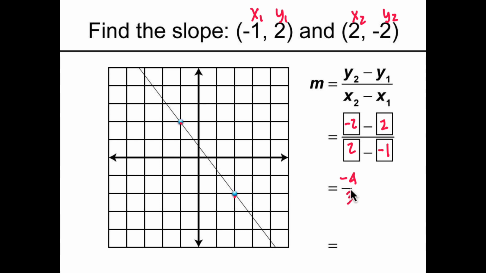Simplify the fraction. So this becomes -4/3, or -1 1/3, or -1.3. And that is the slope of this line, which is negative, and it slopes downward in this direction.